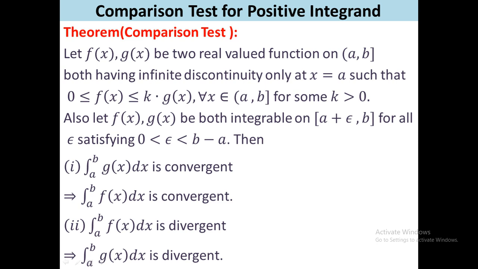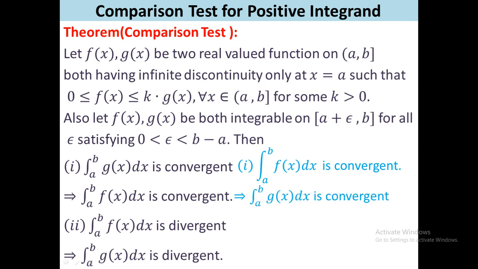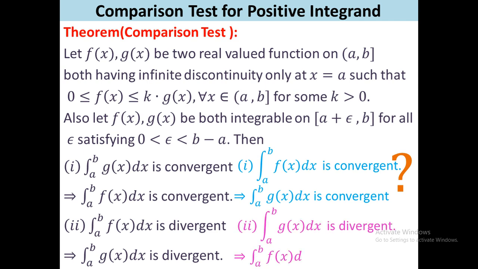Converse means if f(x) is convergent, then g(x) may or may not be convergent. That is, it does not always imply that if the smaller function is convergent, then the bigger function is convergent. It does not hold always. There are some examples where it holds, and there are many examples where it does not hold. And secondly, its converse part, that if g(x) is divergent, then f(x) is divergent, is not always true. There are many examples. Okay, just remember it.